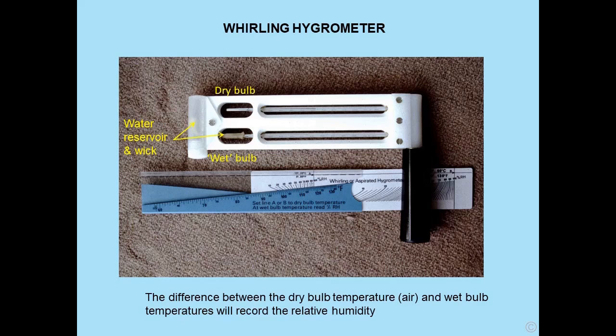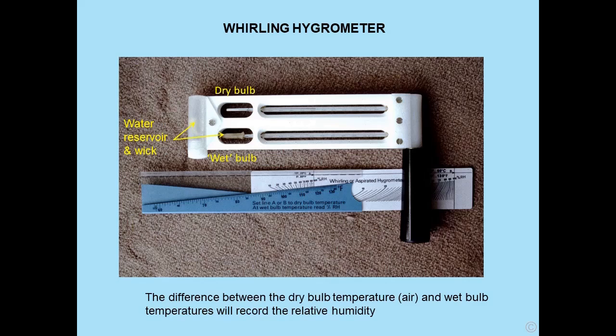The idea is you swing it around your head, allegedly at a lot less than 2 meters per second, and we get two readings. We get the air reading on the dry bulb, the room temperature reading, and the principle of the wet bulb is quite simply that when evaporation takes place, it cools the surface of that material, and it will cool the bulb at the base of the thermometer. So we finish up with two different readings.